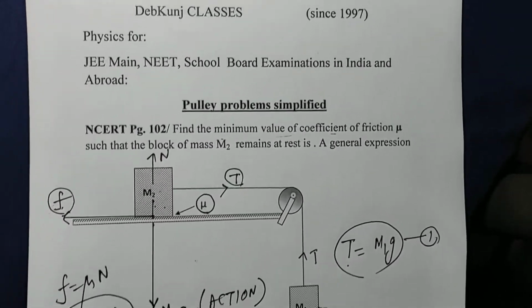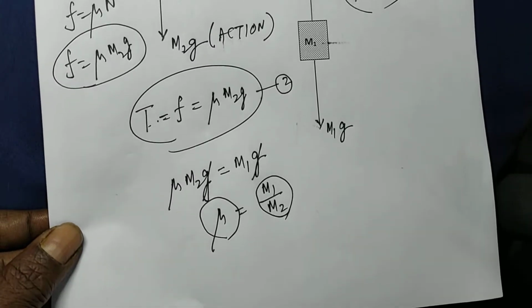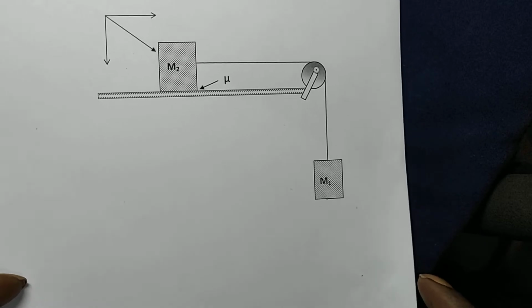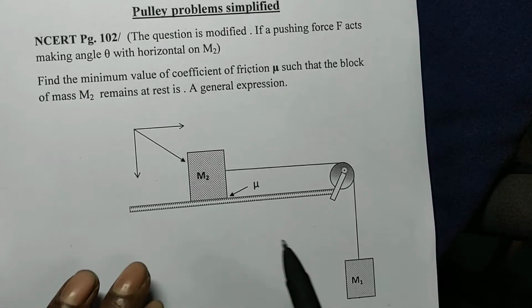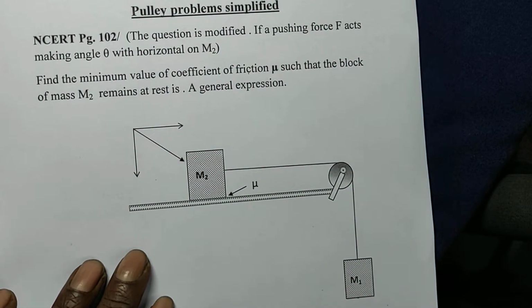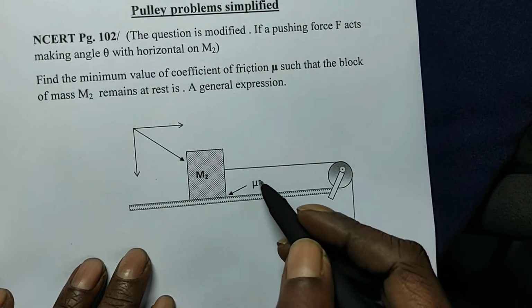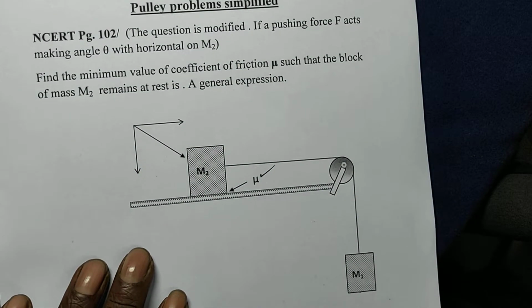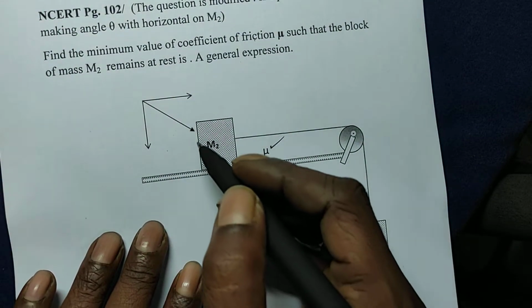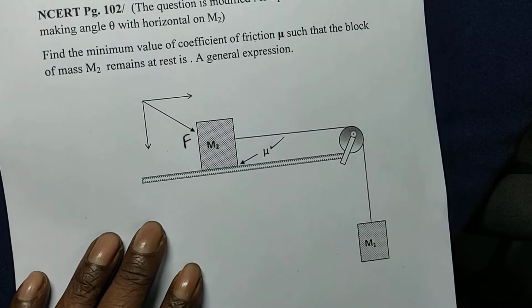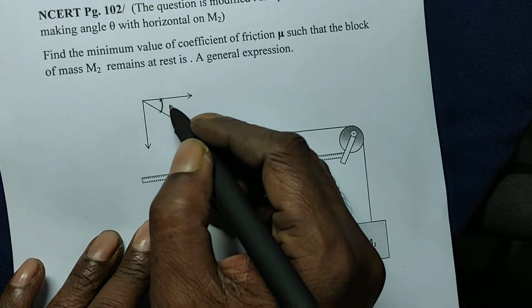Now let me go to the next problem, the same problem, but the question is modified. In addition to the force of friction here, which is present due to this coefficient of friction, I have applied an additional force F, this one, F, making angle theta with the horizontal.